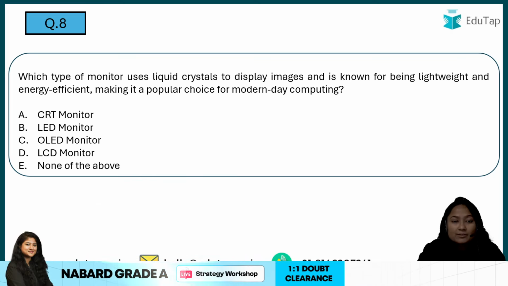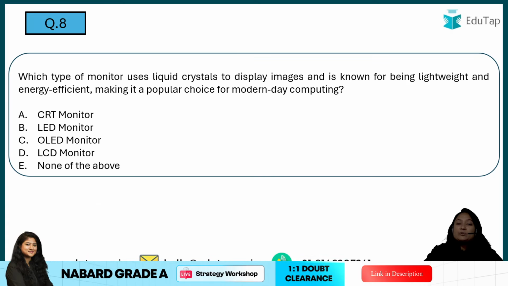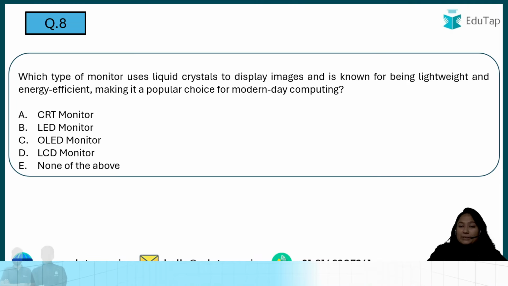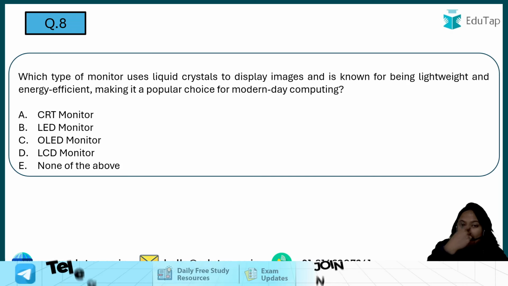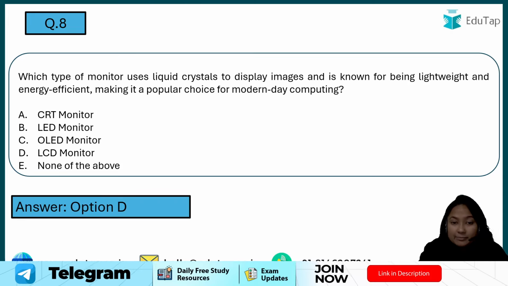Okay. Now, which type of monitor uses liquid crystal to display images and is known for being lightweight and energy efficient, making it a popular choice for modern day computing? The correct answer here would be option E, because we are talking about the liquid. Okay, so sorry, option D, because we are talking about the liquid, and LCD is liquid crystal display. Okay, so option D will be the correct answer.